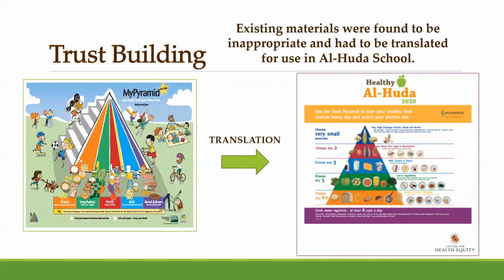In building trust, what you see now on the screen are examples of things we learned, and this is why we had the Healthy Al-Huda Committee. This was the benefit of having them, so they could tell us what was appropriate and what was not appropriate in the school. The existing materials available from USDA, such as MyPyramid, were found to be inappropriate and had to be translated for use in Al-Huda school. In particular, it was the figurative depictions. That is not appropriate for this conservative Muslim school.